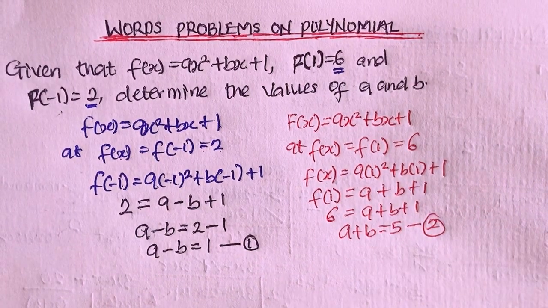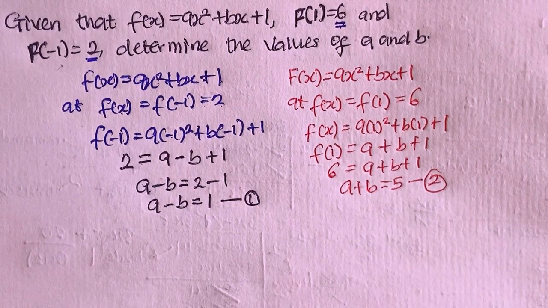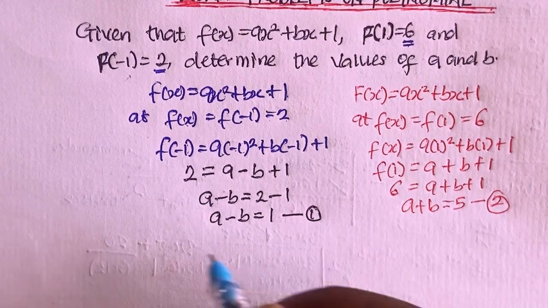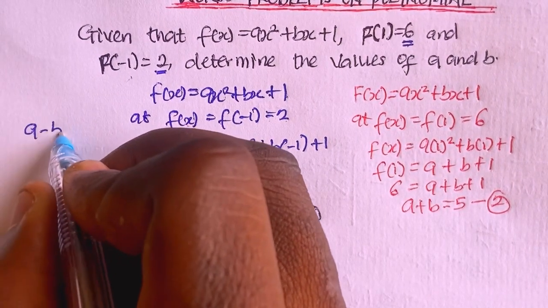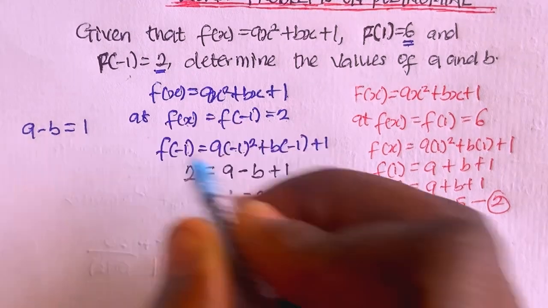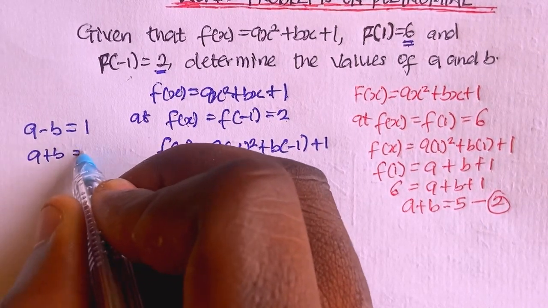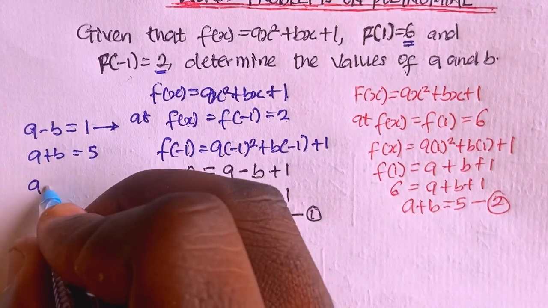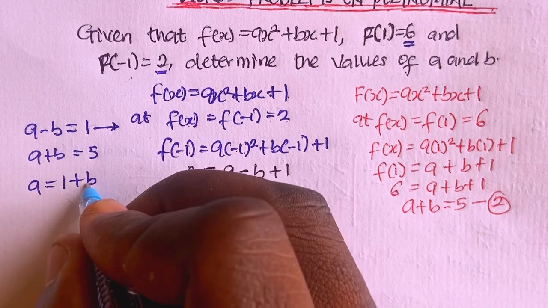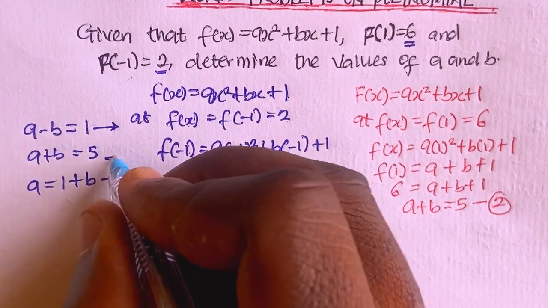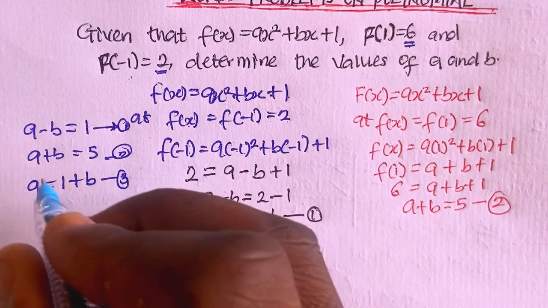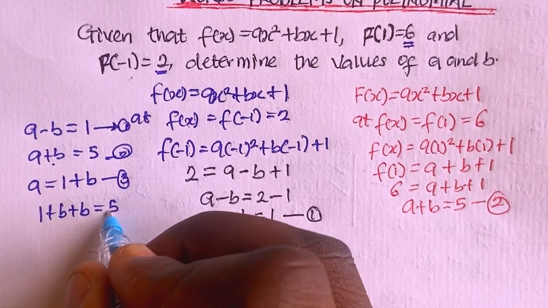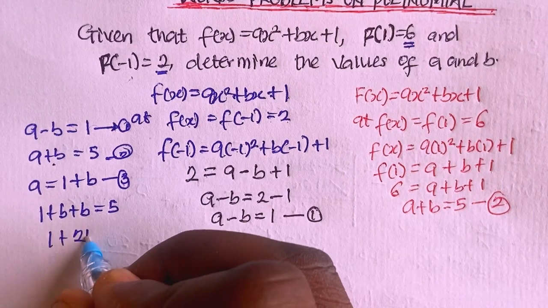Now what we are going to do is very simple. Equation 1 is a minus b equal to 1, and equation 2 is a plus b equal to 5. Making a the subject of equation 1, a equals 1 plus b. Call it equation 3. So I'll plug equation 3 into equation 2. I'm going to have 1 plus b plus b equals 5, so 1 plus 2b equals 5.